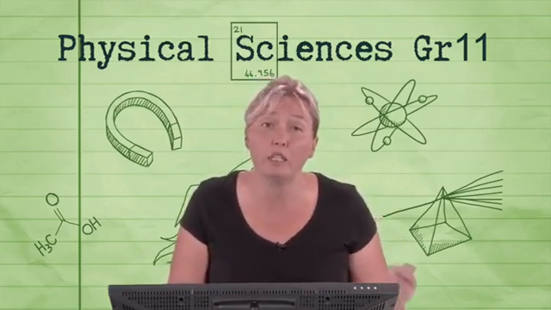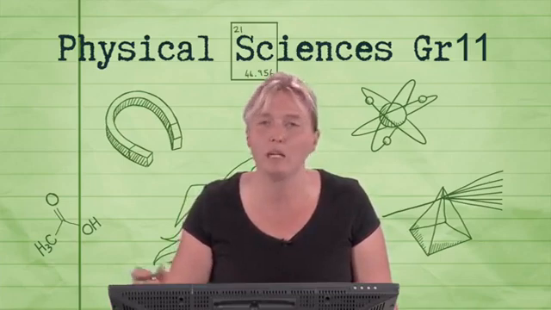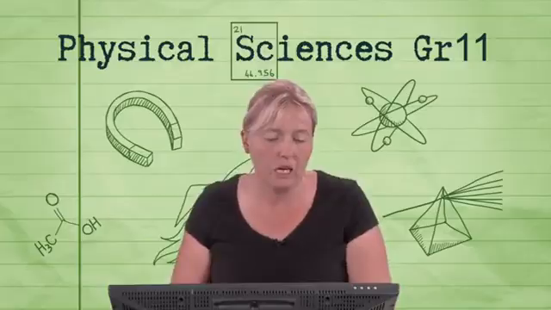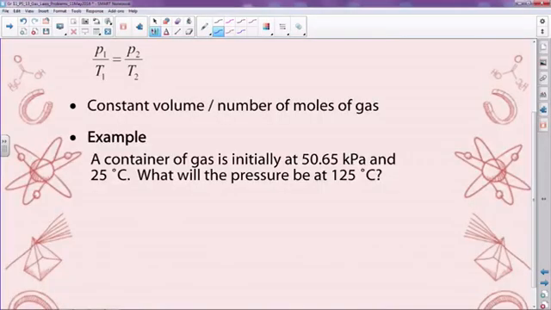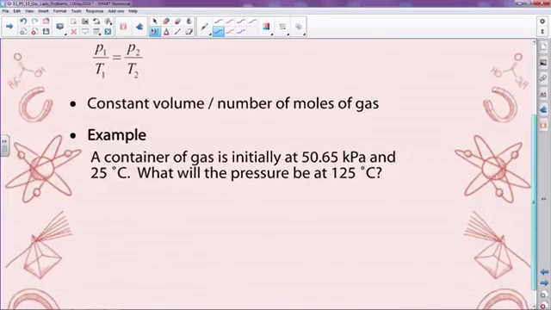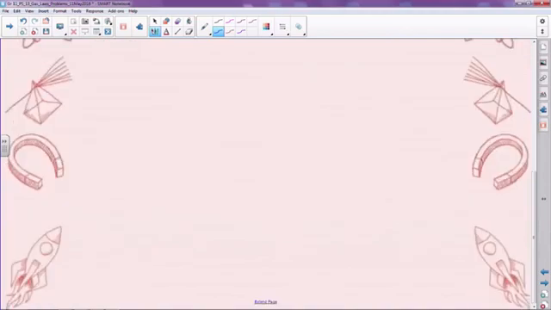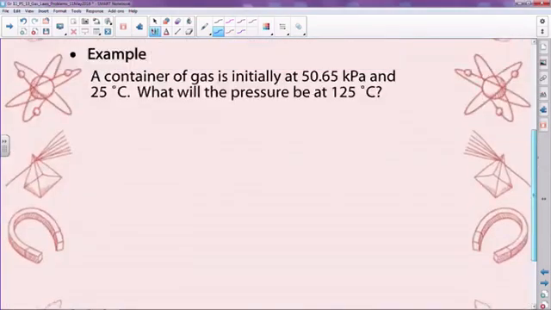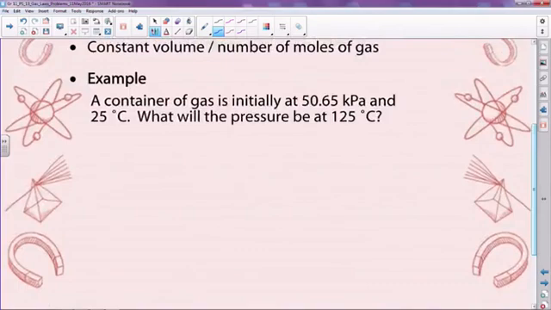So we're going on to Gay-Lussac's law, which is pressure over temperature. Okay, so let's go through this together. We'll do one example together, and then I'm going to leave you to do the others. So P1 over T1 equals P2 over T2. Our constant here is the volume and the number of moles. And the example that I've given you is a container of gas is initially at 50.65 kilopascals and 25 degrees Celsius. What will the pressure be at 125?